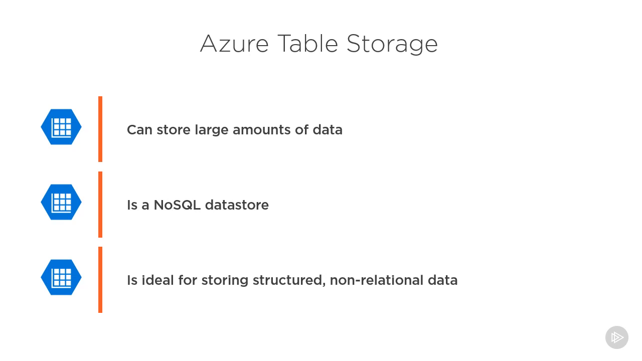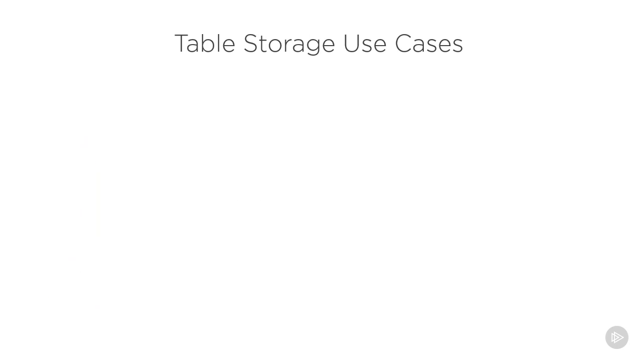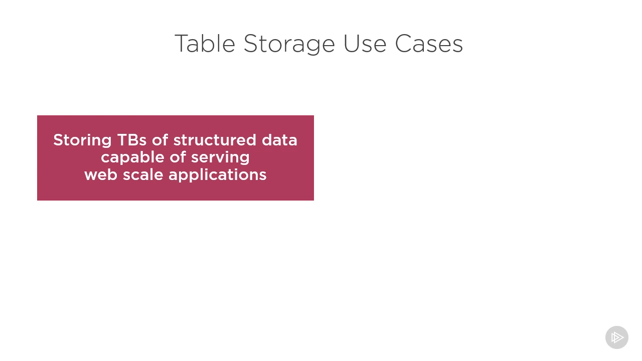But imagine you have a few JSON files which have nothing in common, and you want to store them in a single storage. You should go with another storage type which is best for unstructured data. Azure Blob Storage is a good example. Let's take a look at a few use cases for table storage. Table storage can be used to store terabytes of structured data, and it is capable of serving web-scale applications.